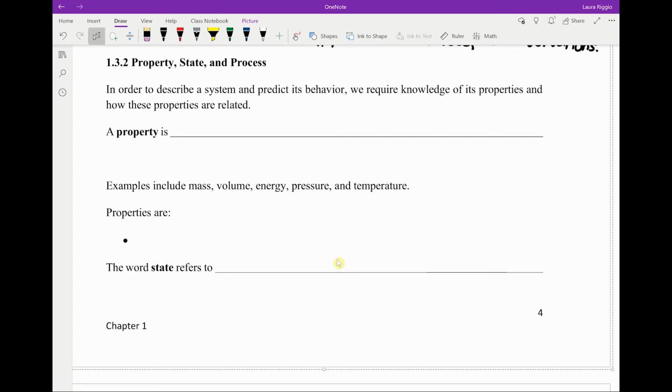All right, in this lecture, we're going to go over what is a property, what is a state, and what is a process. In order to describe the systems that we defined previously and predict their behavior, we require knowledge of its properties and how these properties are related.